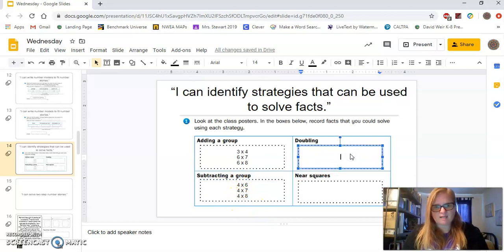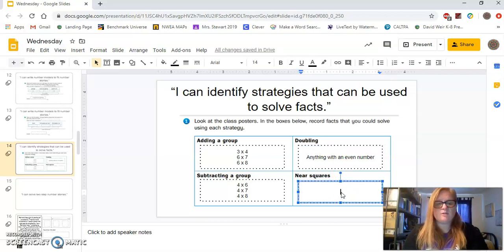Doubling. Now, we can only use doubling with what? Even numbers. So things like 4 times 8, we could break that up into 2 times 8 and then add them together. 4 times 6, we could break that in half. We could break up the 4 or the 6. It doesn't matter. As long as there is one even number in the fact, you could solve it. The ones that you can't do it are like 9 times 7 because they're both odd numbers. So there has to be at least one even number in it. So I'm going to say anything with an even number.